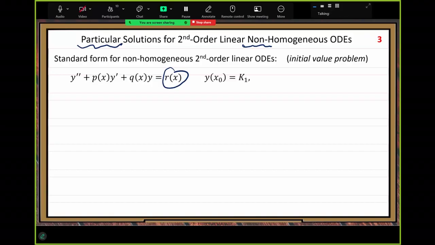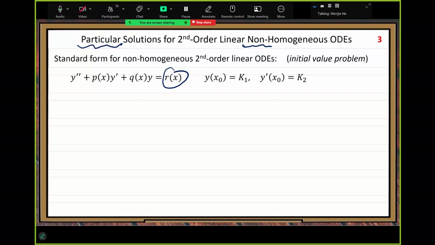All right, initial values. This time we consider initial values: y of x0 equals the first constant, capital K1, then y prime of x0 equals the second constant, capital K2. So in order to solve a second order linear ODE with initial conditions, you need to have these two conditions. If you have one, it's not enough.